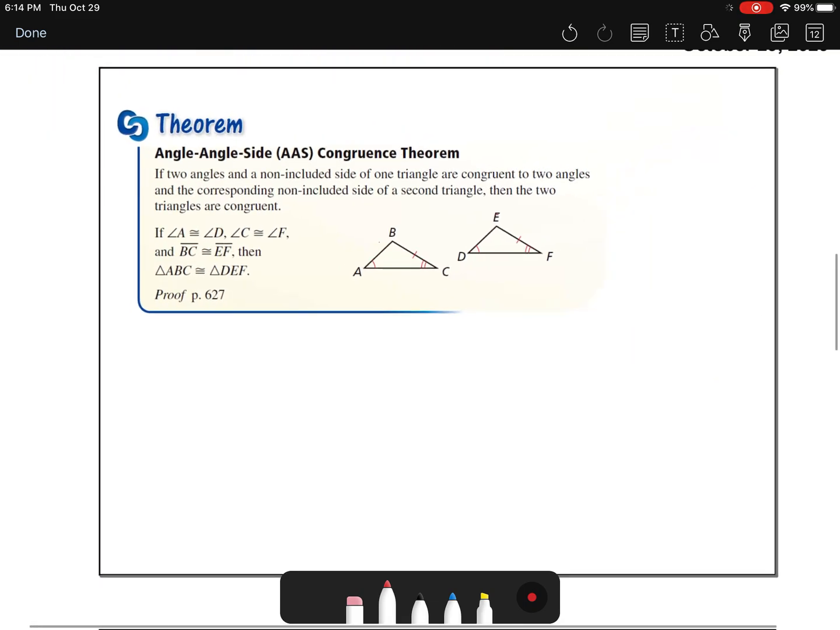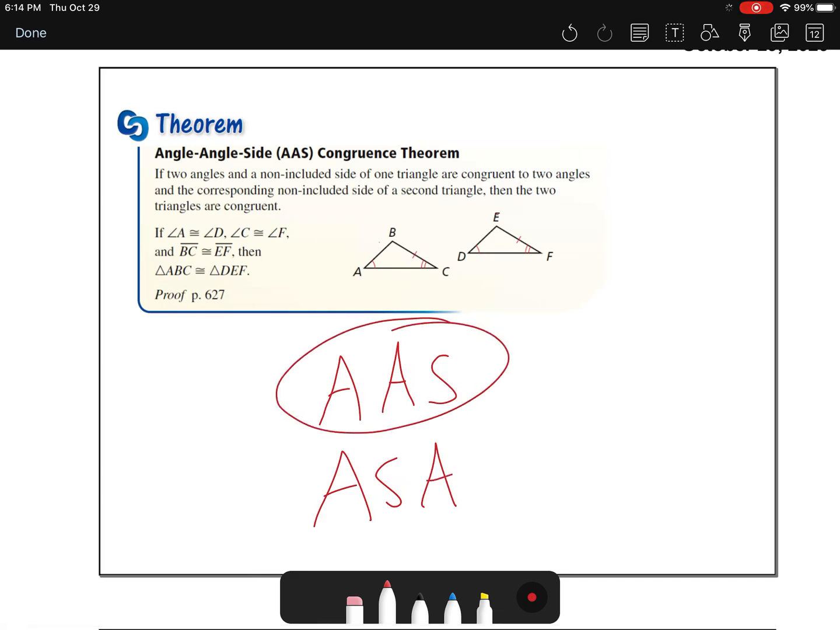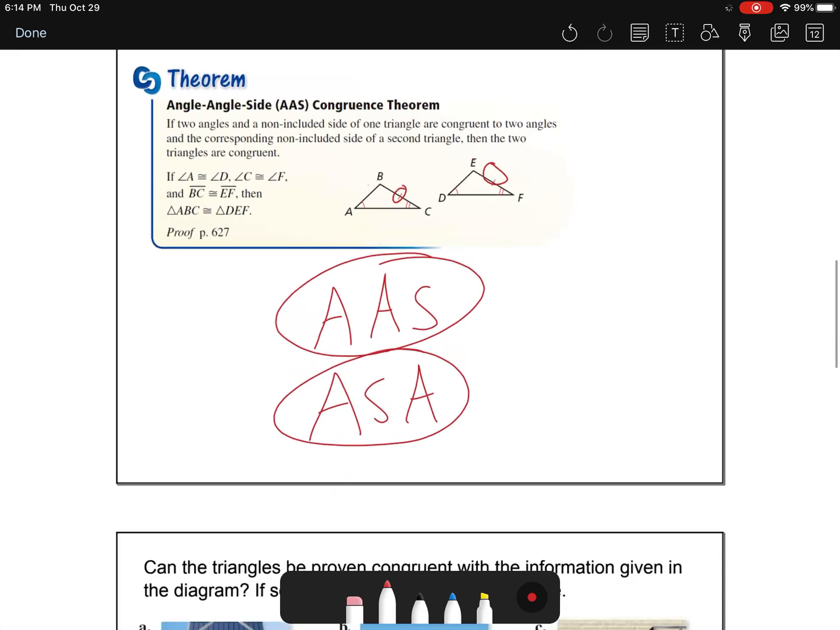Notice the difference between this and this. On this one, the side is not between the angles, like this. But on this one, the side is. It is between, so we call it included.